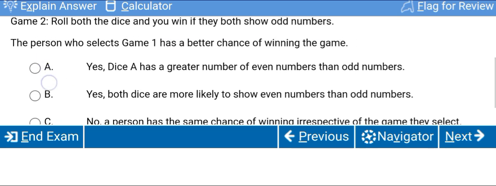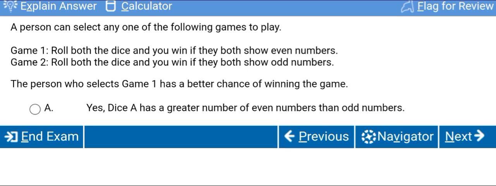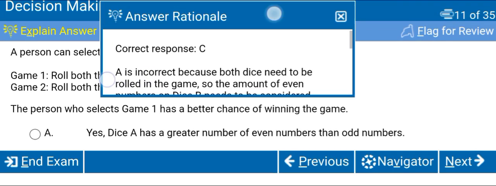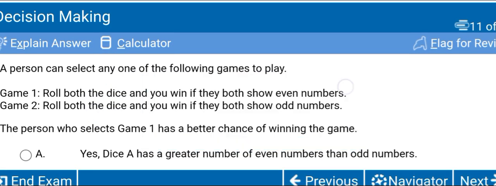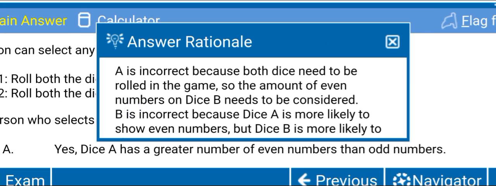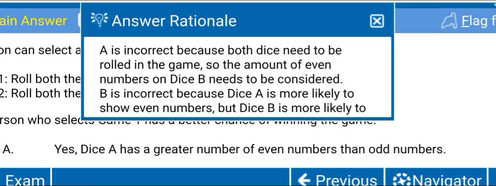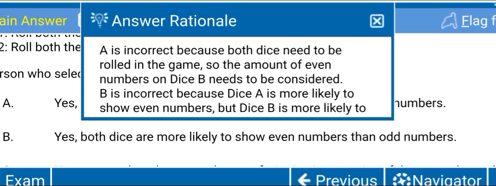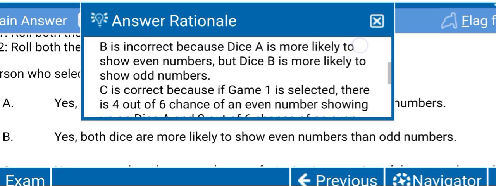So here we have these four options. Let's see which one is correct and which are incorrect. Option C is the correct option. Option A is incorrect because both dice need to be rolled in the game, so the amount of even numbers on dice B needs to be considered. B is incorrect because dice A is more likely to show even numbers, but dice B is more likely to show odd numbers.